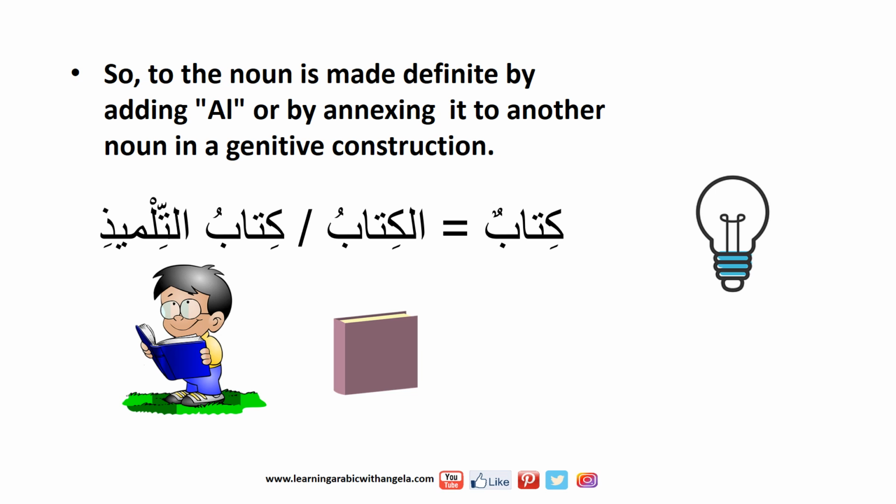So we can finally conclude that a noun is made definite by adding al to it, or by annexing it to another noun in a genitive construction. For example, kitabun is in an indefinite state. We add al, we get al-kitabu, or we use an idafa construction, a genitive construction, kitabu tilmid, so the book of the student.